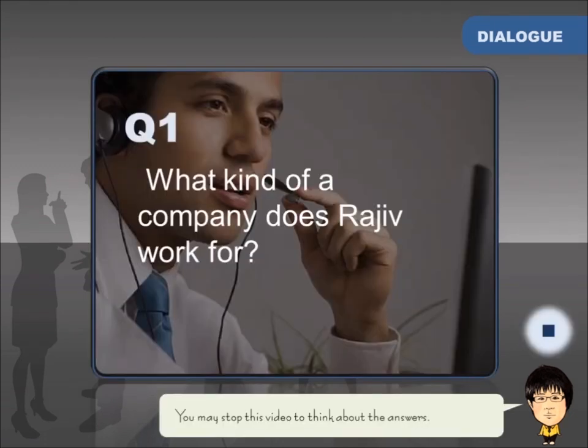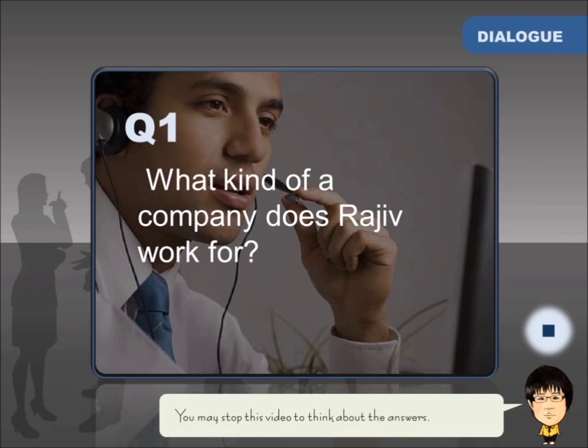Goodbye. Okay, so there are 3 questions you can answer to check your understanding. The first question is, what kind of a company does Rajiv work for? The man in the dialogue is Rajiv. So, what is his job, or what kind of a company does he work for?